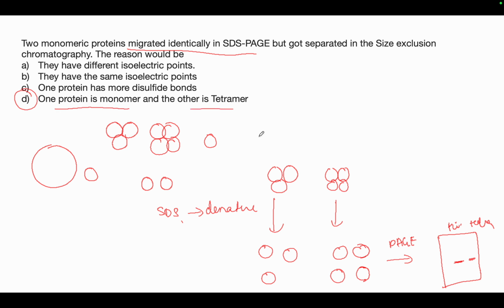So in the SDS-PAGE they are getting denatured and we are getting an identical band, but in the size exclusion chromatography there is no denaturation as such unless we do it, and the size will remain intact. These will get separated based upon the molecular weight. So one protein has to be a monomer and another a tetramer.